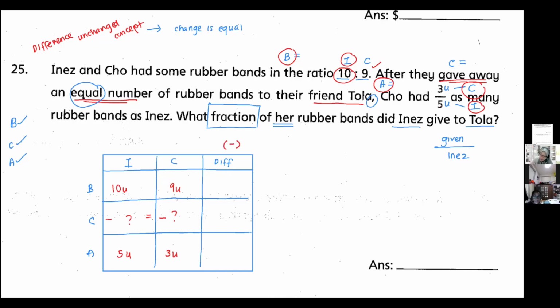Difference means you need to minus. What do I look at? The before and after rows. So the difference for before will be 10 units minus 9 units equals 1 unit. For the after, 5 units minus 3 units equals 2 units. Now, this difference and this difference: for the difference unchanged concept, the before and after units must be the same. You look at that, you know that this is not the same. So make it the same first.